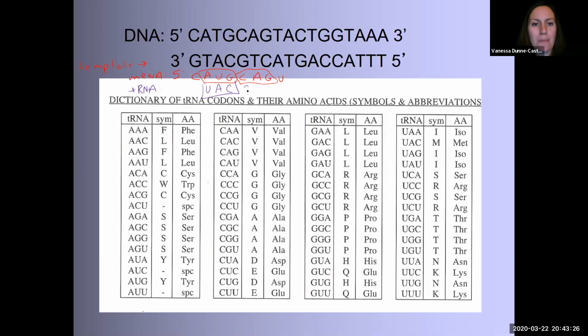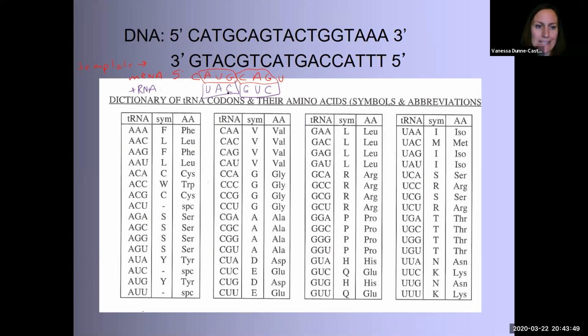C is complementary to G, adenines are complementary to uracils, guanines complementary to cytosines. Here's our second transfer RNA anticodon. And you would continue this down through your whole transcript and all of the codons that you'd identified in the mRNA. Now the last step is to look up each of these anticodons on the tRNA anticodon chart.